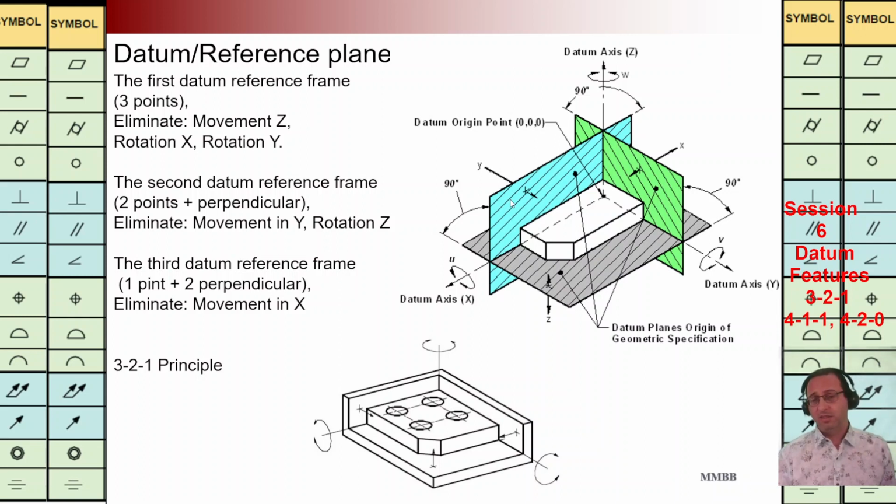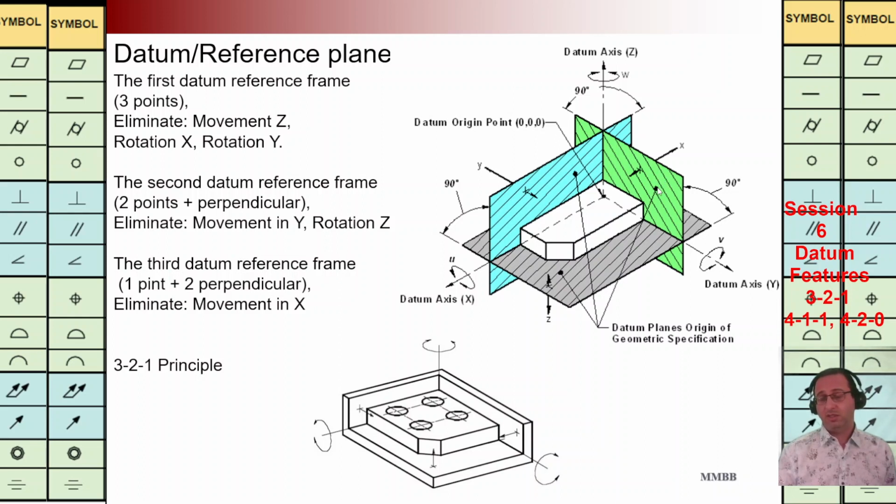As we can see, it cannot move anymore along y-axis, and it cannot rotate anymore around z-axis. We are going to eliminate 2 degrees of freedom. But still, this component can move along x-axis. That's why I'm going to add the third datum plane as a tertiary datum plane with the green color.